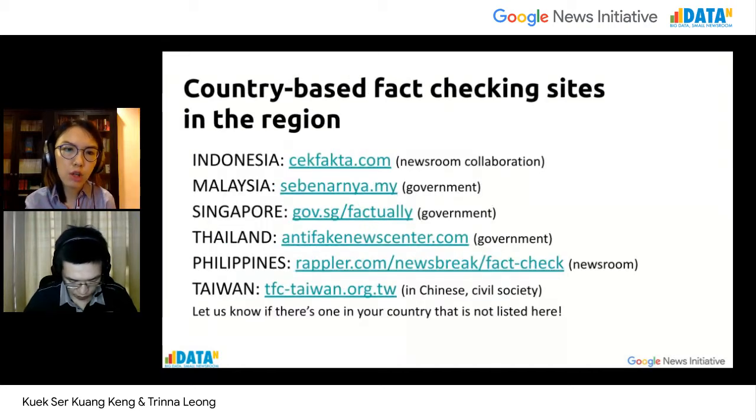Next is that we've also compiled the country-based fact-checking sites in this region, and you can see most of it is run by government. But if you know of any fact-checking websites in your country, you can also share it with us. We'll include it and expand it into the list, and we'll add it into the tip sheet as well.